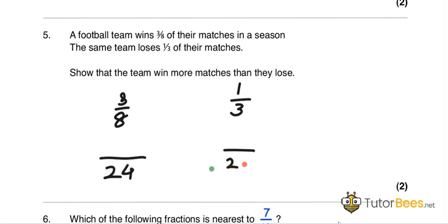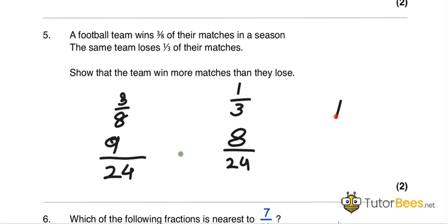Or just tell me, how did you solve this? I found the LCD of 3/8 and 1/3. Okay, which is 24. And I did 3 times 3, which is 9. And then I did 1 times 8, which is 8. And then I subtracted 9 by 8, and I got 1/24.